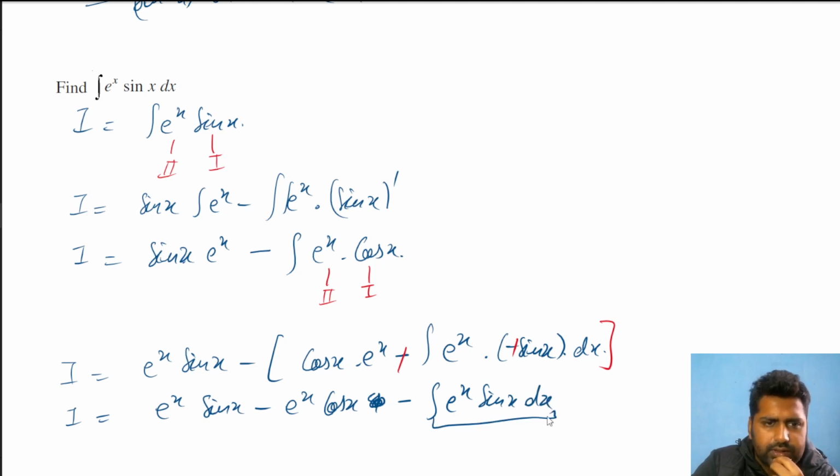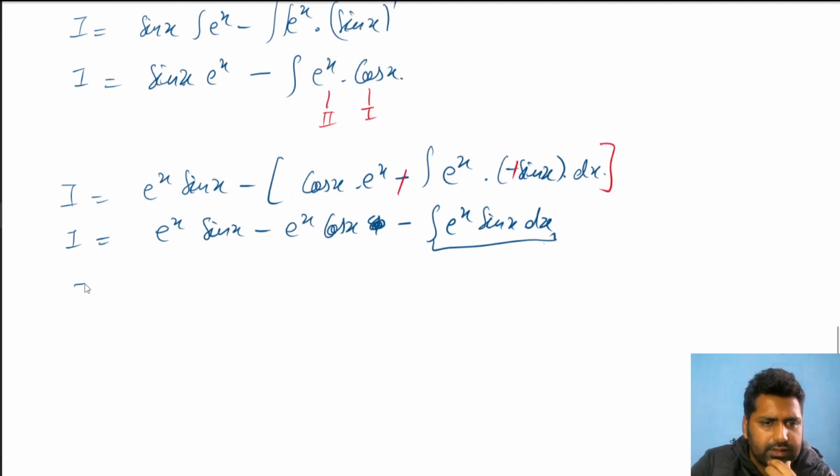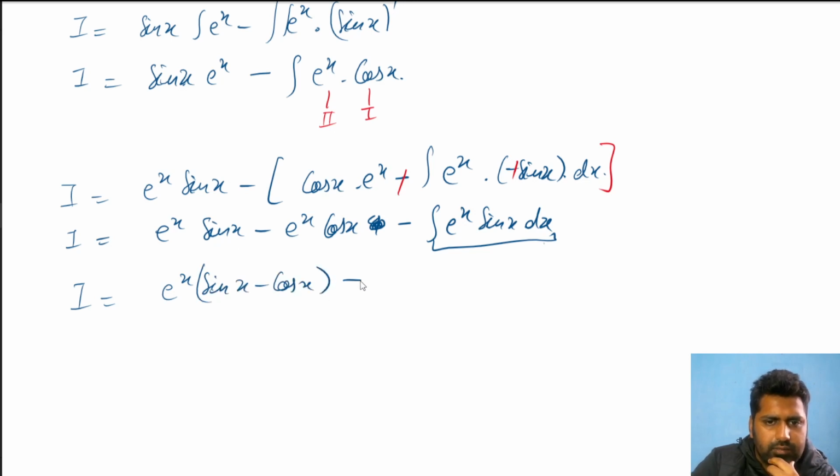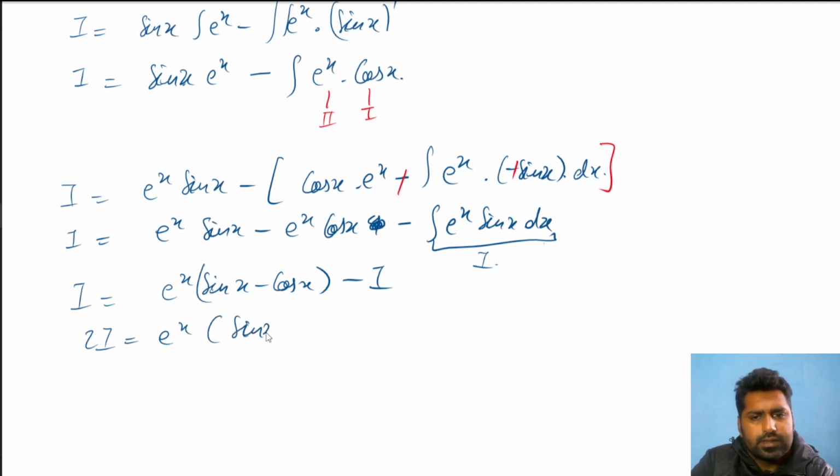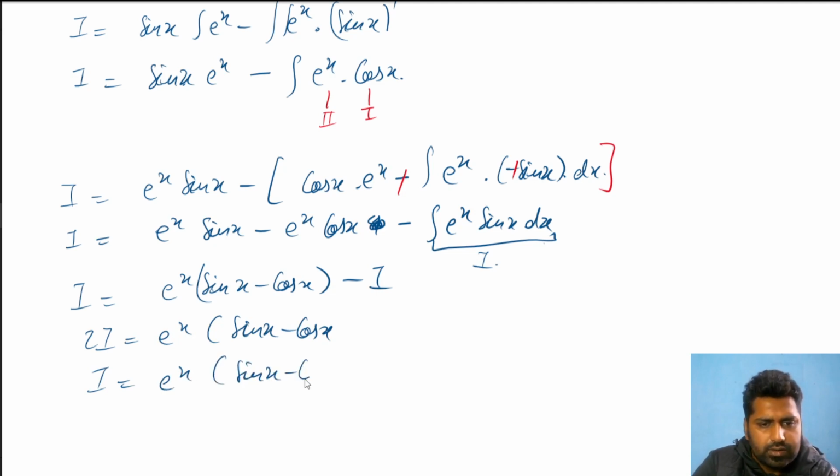Now if you look at the question itself, it was this. So this is nothing but I is equal to e raised to power x. If I take common from these two, e raised to power x (sin x minus cos x) minus I. This is I again, so take this on the other side. So 2I is e raised to power x (sin x minus cos x). So I is e raised to power x (sin x minus cos x) by 2.